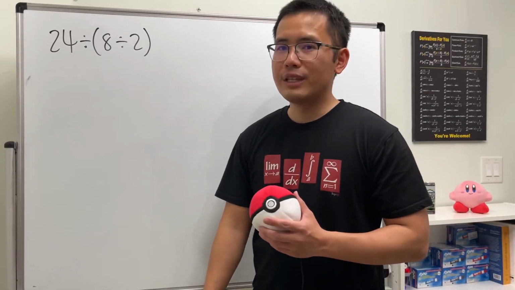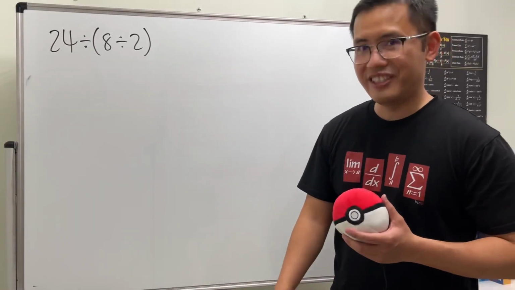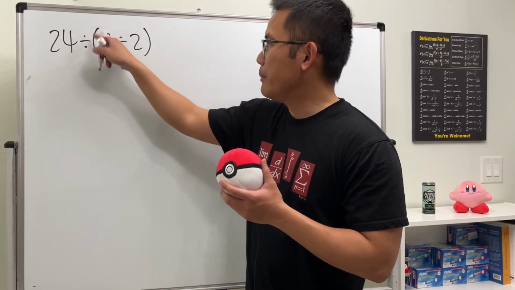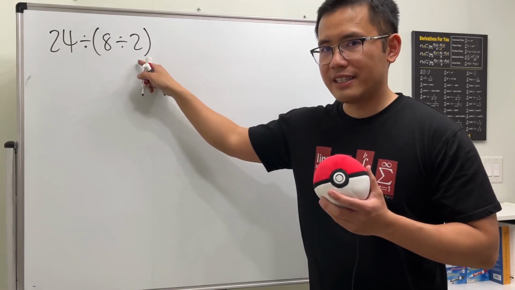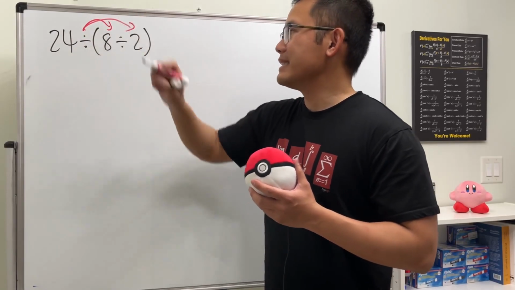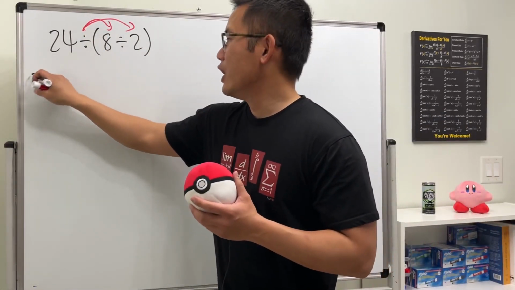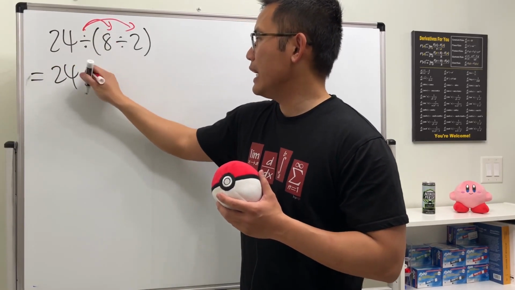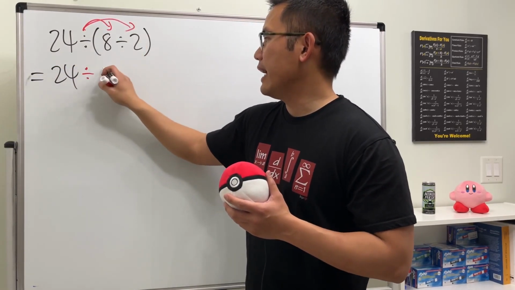I bet you didn't know that we can do the following for this question. Check this out. We have 24 divided by parentheses with 8 divided by 2 inside. Well, what we'll do first is take this division and distribute it inside. And we are going to get 24, and we will still have the division here, and then the 8.